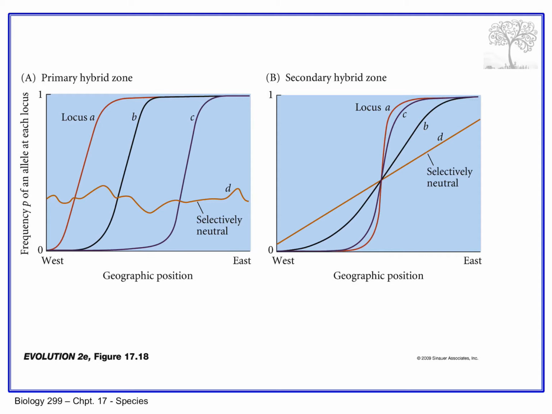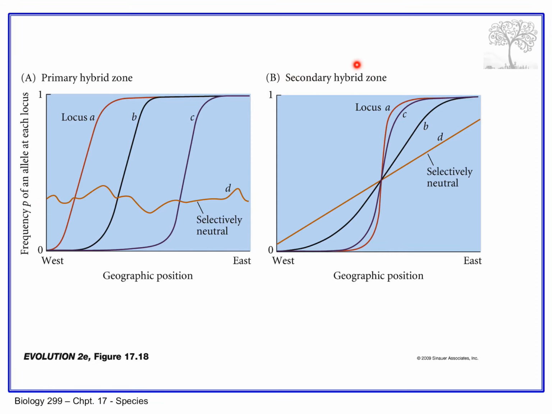And so remember, in a primary hybrid zone, you have one continuous population that's spread out across a geographic gradient, and different genes will be affected by selection differently in response to that gradient. So you wouldn't expect that the clines for those different genes would all be in the same spot along that east-west gradient, okay? And you can see here for a selectively neutral allele, its frequency really isn't going to change. There's no obvious cline in that at all.